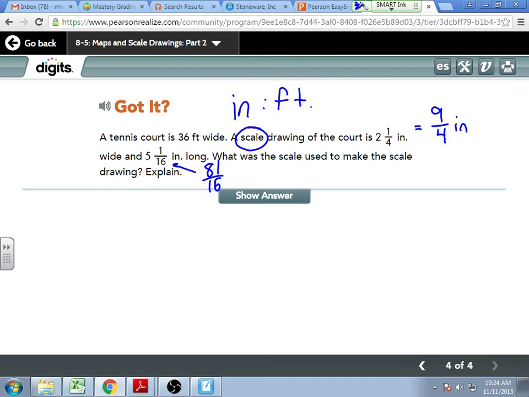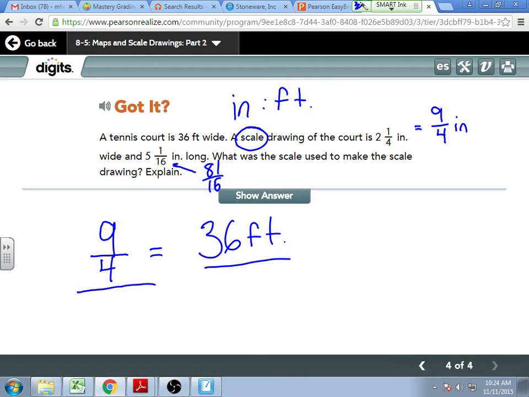So I don't know if this is right. Okay, so I did 9/4 is equal to 36, and then with inches, 9/4 is inches. And then 5 1/16 is 81/16. Okay, so you jumped right to finding the length. But we want to find the scale first. Because if we can find the scale, then life gets easier.